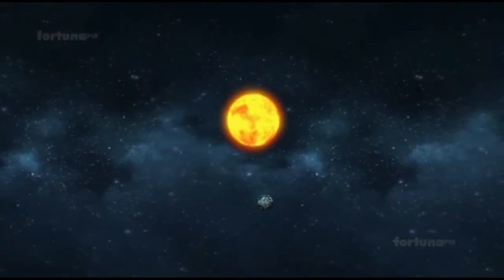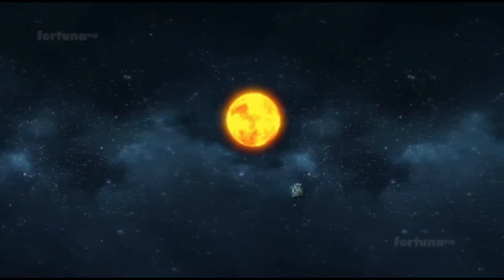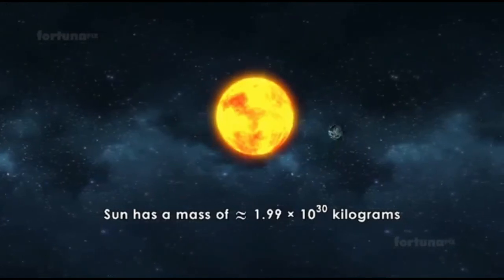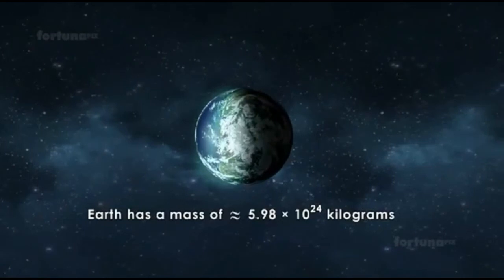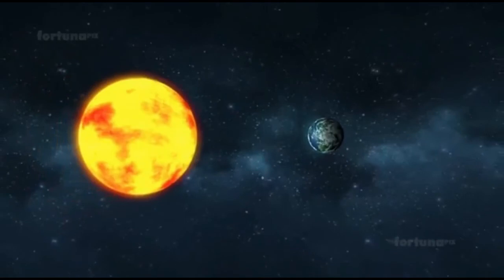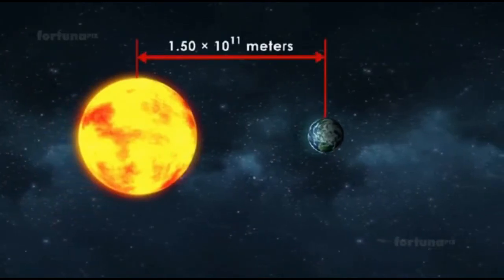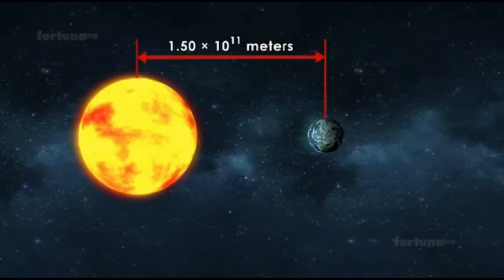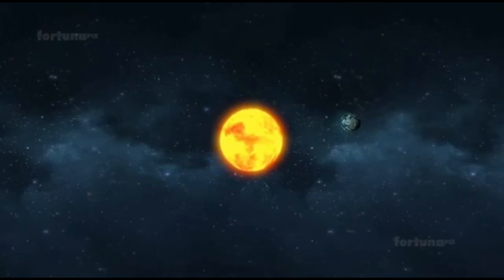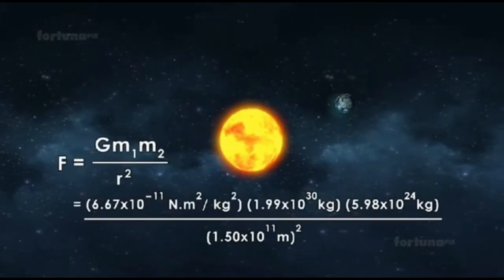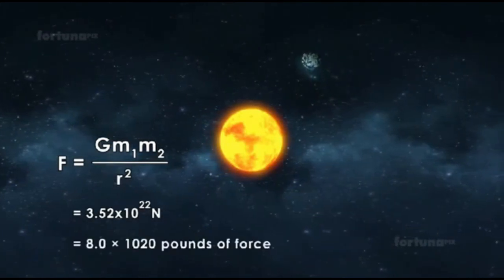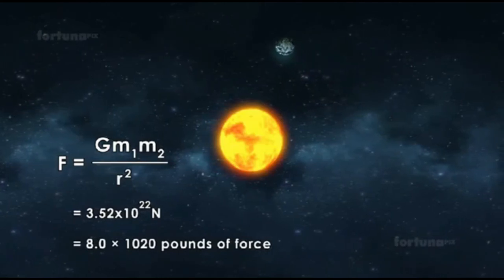Let's calculate the force of attraction between the Sun and the Earth. The Sun has a mass of approximately 1.99 times 10 to the 30 kilograms, while the Earth has a mass of roughly 5.98 times 10 to the 24 kilograms. The distance between the Sun and the Earth is about 1.50 times 10 to the 11 meters. If we substitute these numbers into the equation, the force of gravity between the Sun and Earth is 3.52 times 10 to the 22 newtons, or about 8.0 times 10 to the 20 pounds of force.